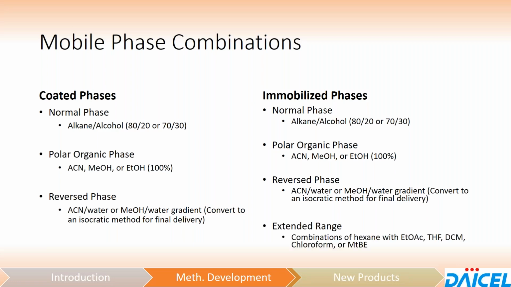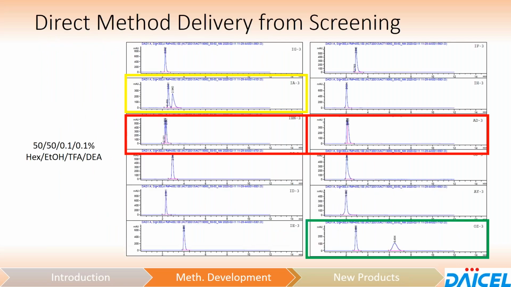For immobilized phases only, we have access now to the extended range mobile phases, things like combinations of hexane, ethyl acetate, THF, dichloromethane, chloroform, and methyl tertiary butyl ether. Now, if we do a screening, this happened to be under normal phase conditions, 50-50 hexane ethanol with 0.1% TFA and DEA.